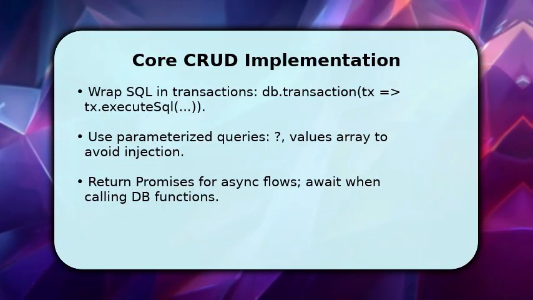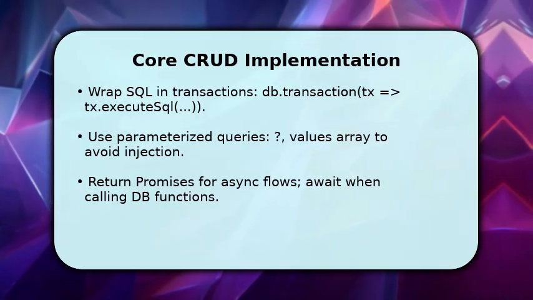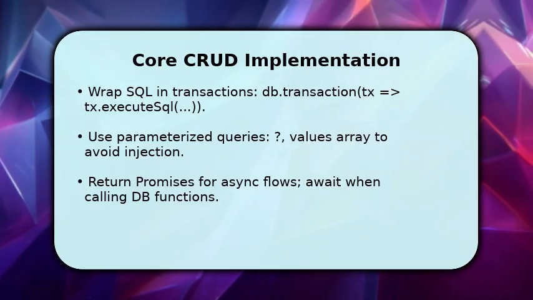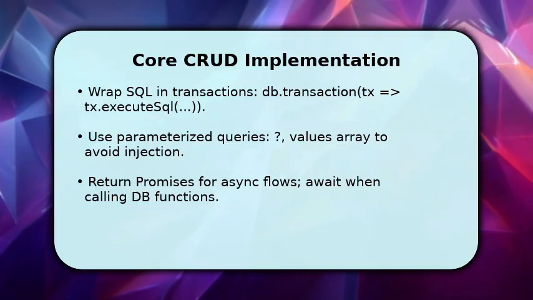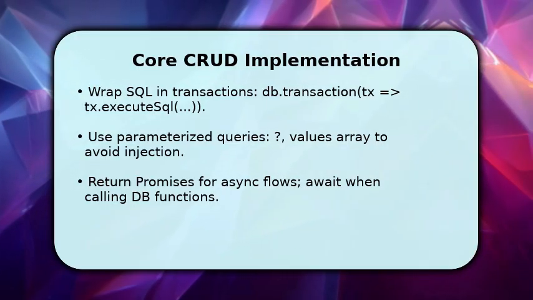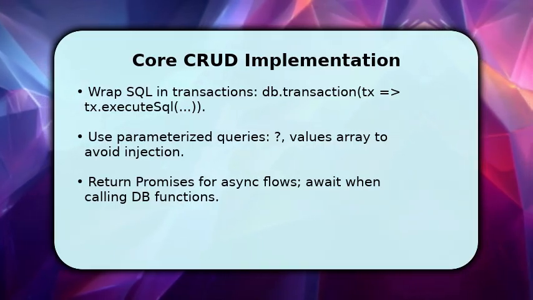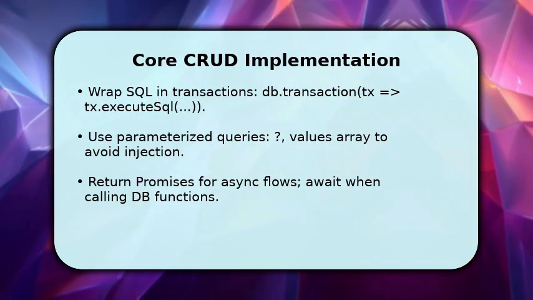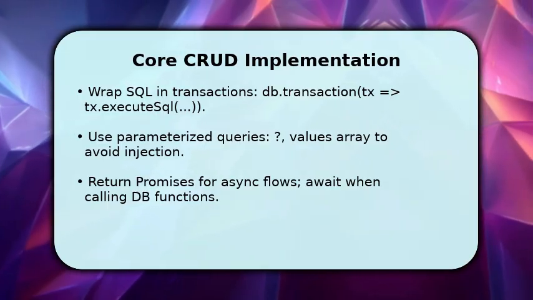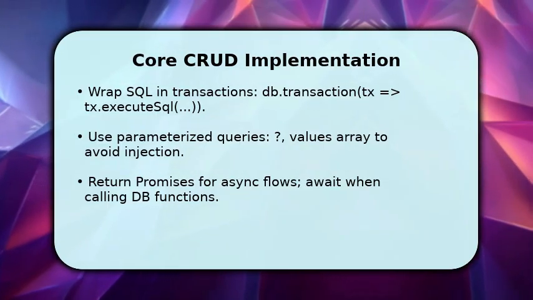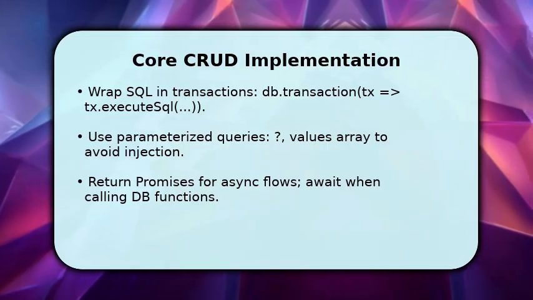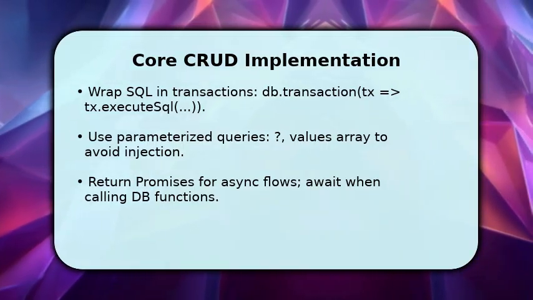db.transaction(tx => tx.executeSql('INSERT INTO items (name) VALUES (?)', [name], success, error)). Use parameterized queries with placeholders to avoid injection and keep types predictable. Wrap each transaction in a promise and export async functions like createItem, readItems, updateItem, deleteItem so your UI code simply awaits them.